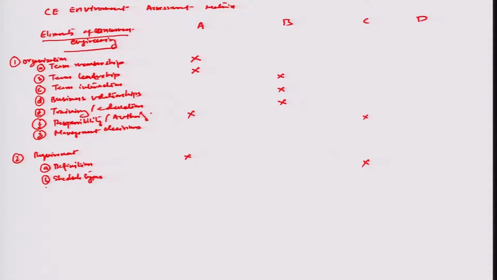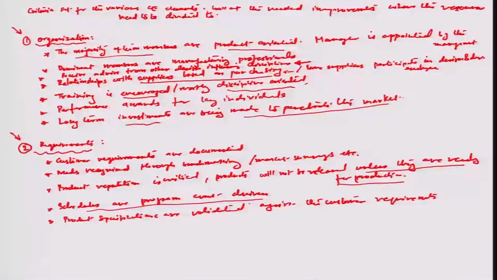And then similarly, we have the other sub element for requirement, planning and methodology, that will be the third sub element. And we will try to find out again, using the same comparative method, where we are placed in terms of the current organization's strategy. And we see here that the products would get released only when they are ready for production.